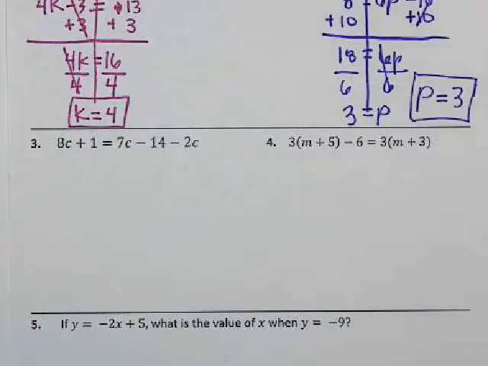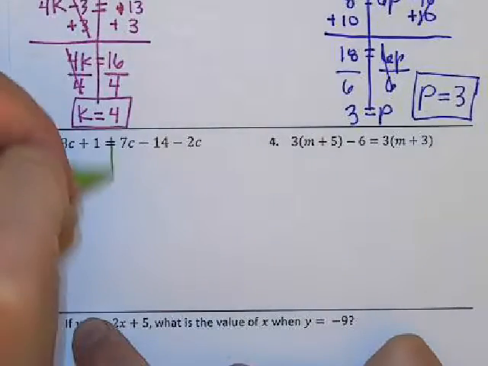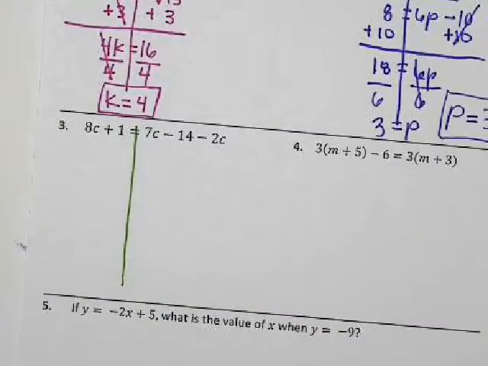Draw your line. What's different? Now I've got 3 c's, right?